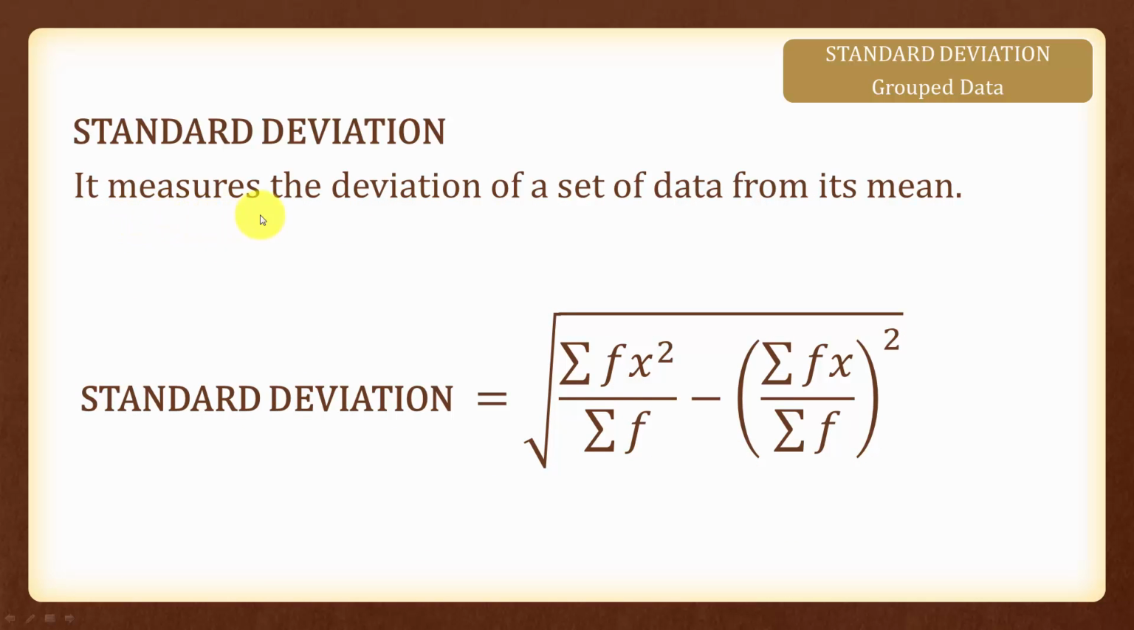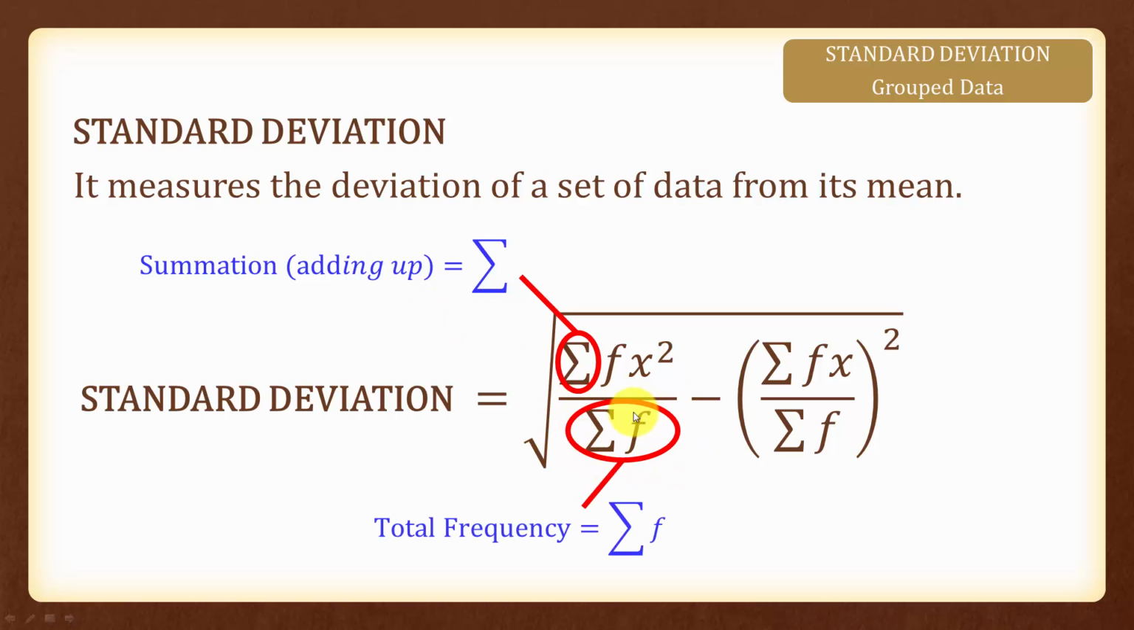Now, standard deviation is the measure of the deviation of a set of data from its mean. And the formula is given by this. The Σ symbol here represents the summation, which means the adding up of. And hence, the summation of f means we add up all the frequency to give us the total frequency. Summation of fx squared means that we multiply each value of x squared with its frequency and we add them all up. And this is how it will look like. We multiply the square of each value of x with its frequency and we add them all up.